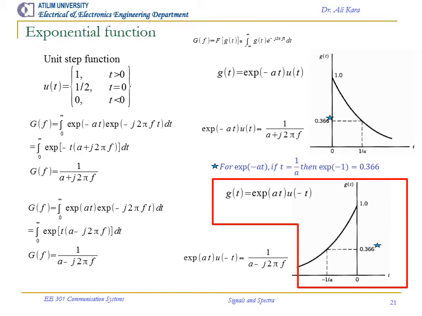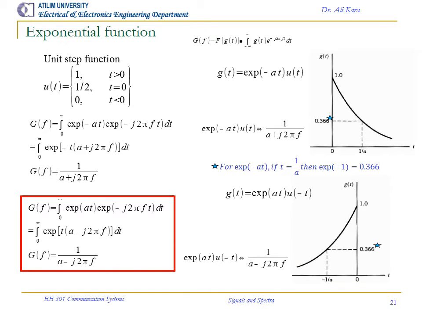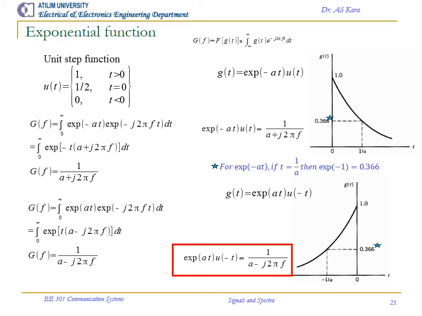Now let us define another exponential function, g of t, this time taking non-zero values only for non-positive values of argument t. This time g of t is exponential of at times u of -t. This is called a rising exponential. The transform is done in a similar fashion, and the result is all the same except the sign of the second term, in the denominator, of the Fourier transform of g of t. As a result, we get this two-way transformation.